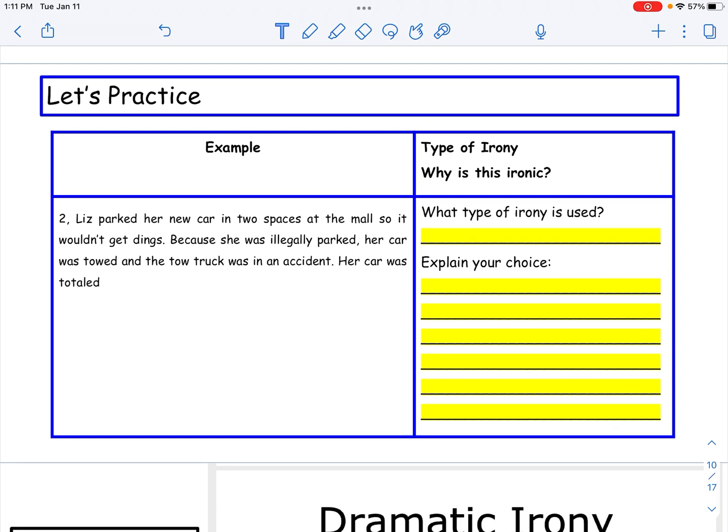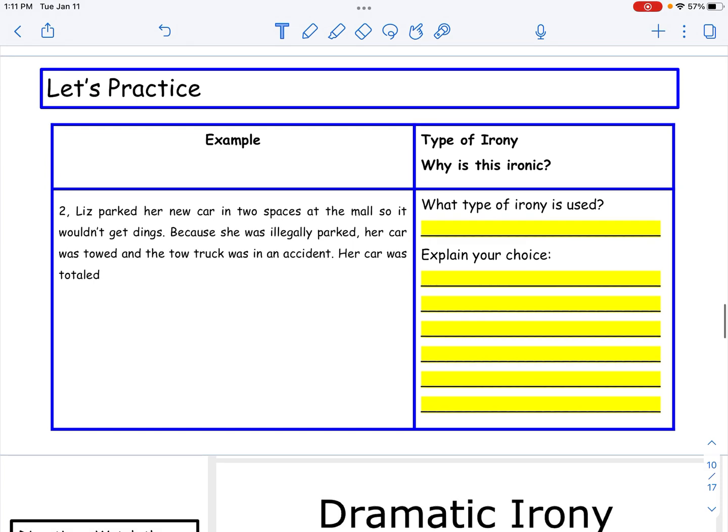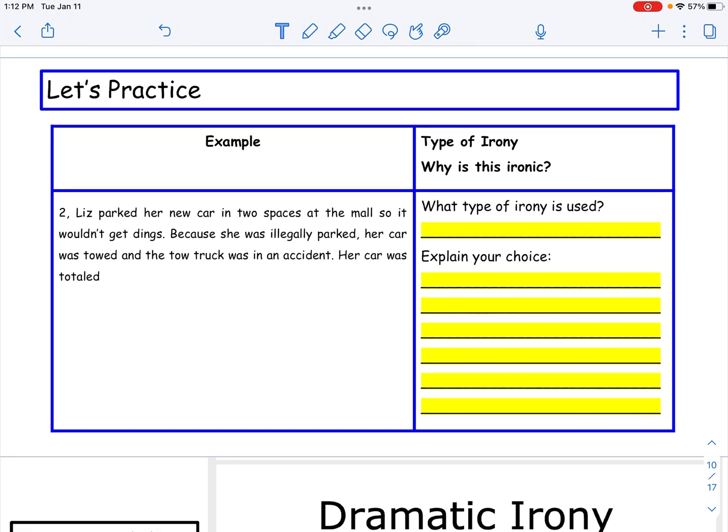So it's only going to be situational or verbal because we haven't learned about dramatic yet. So pause the video and write down your response.